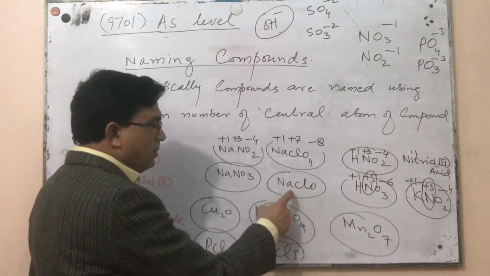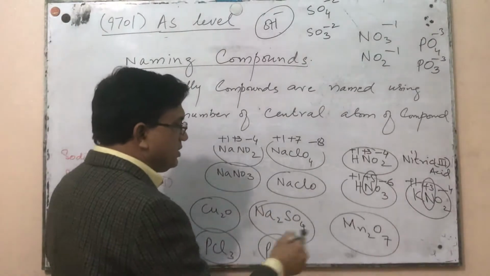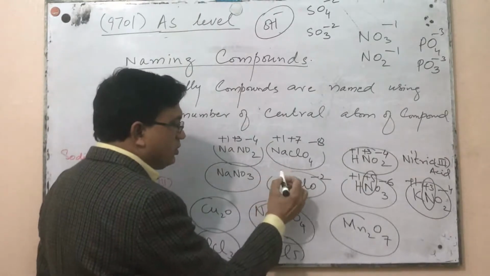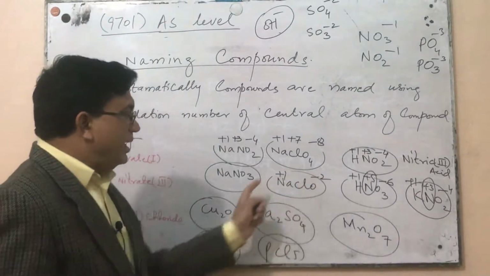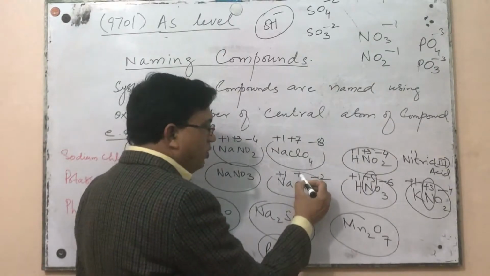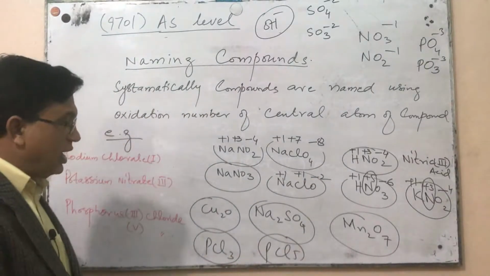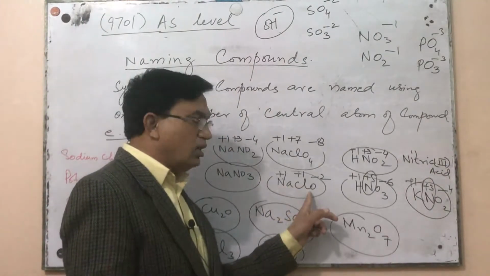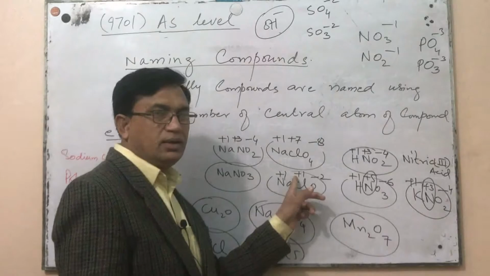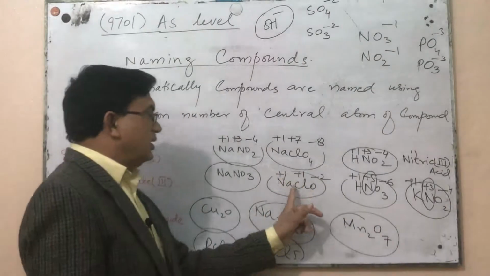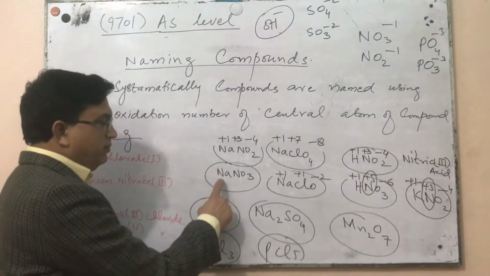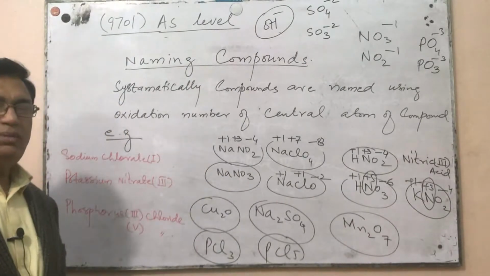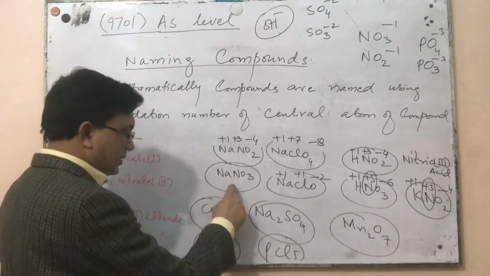Similarly, this compound will be called, if the oxidation state of oxygen is -2, automatically the fixed oxidation state of sodium is +1. To balance, definitely chlorine will have to adopt +1 oxidation state. So that's why the name of this substance will be sodium chlorate 1. Now, sodium nitrate 5.